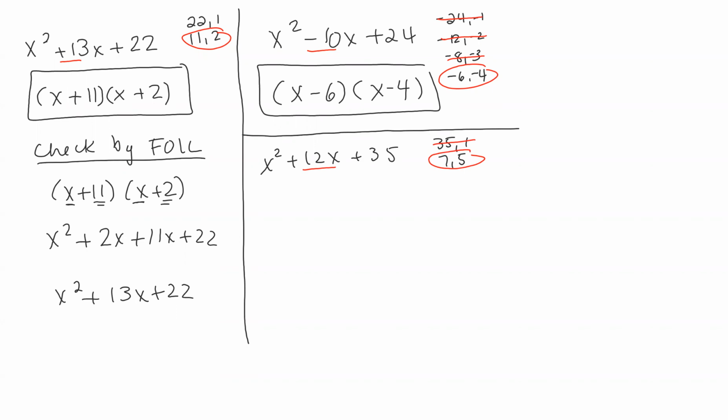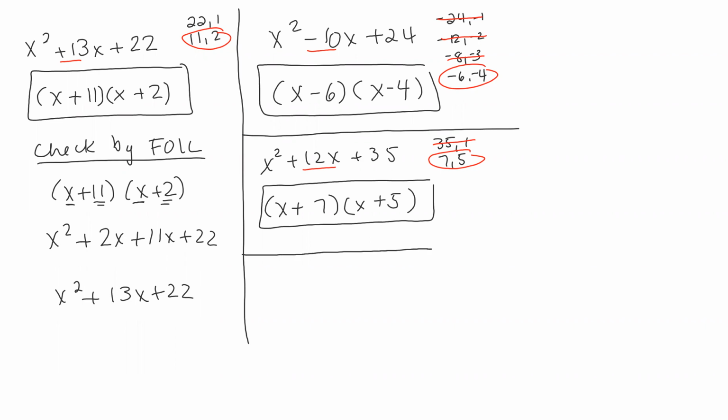Remember, we're looking for two numbers that multiply to give us the constant and add to give us the coefficient of x. So we're good here. We start two binomials with an x, and then we just fill in those factors. And remember, this process is only valid if the coefficient on the squared term is 1.